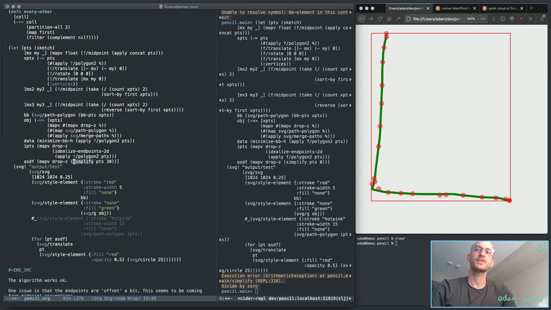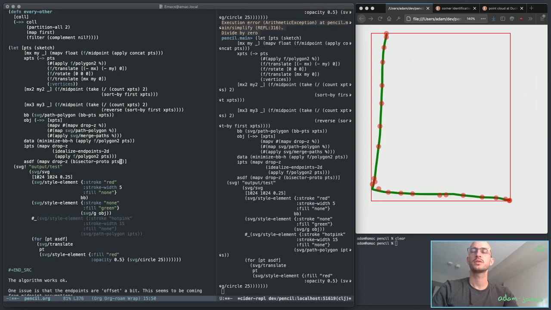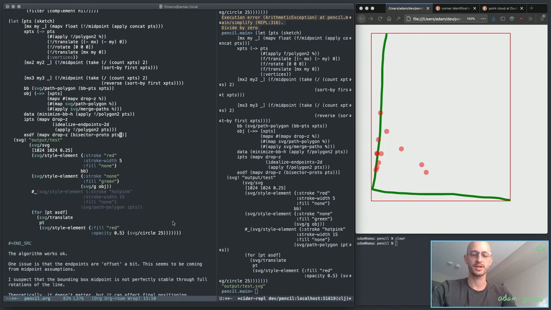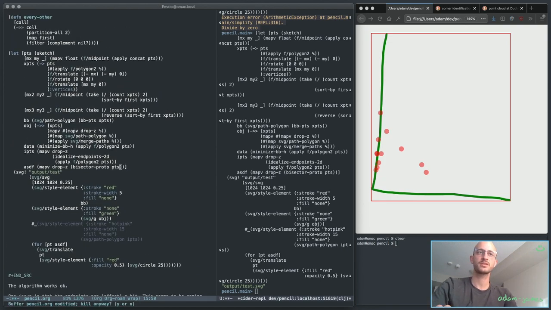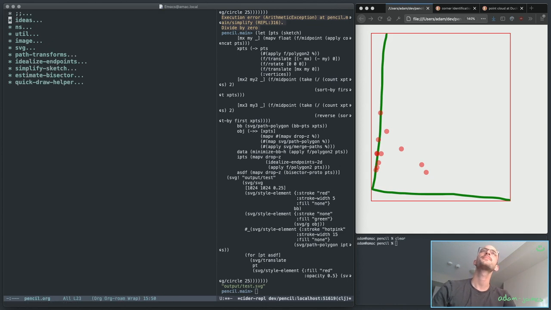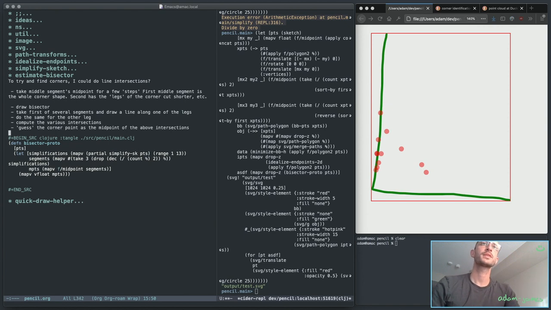Well, since I've got a bit of a mess on my hands, let's just go right ahead and do this. Bisector proto. It didn't work. It didn't work at all. Okay, so now, I may have just completely screwed myself up here. I'm gonna close it and hope that I didn't lose everything like a chump. We'll find out. Okay, we're good. We're good. Ish.